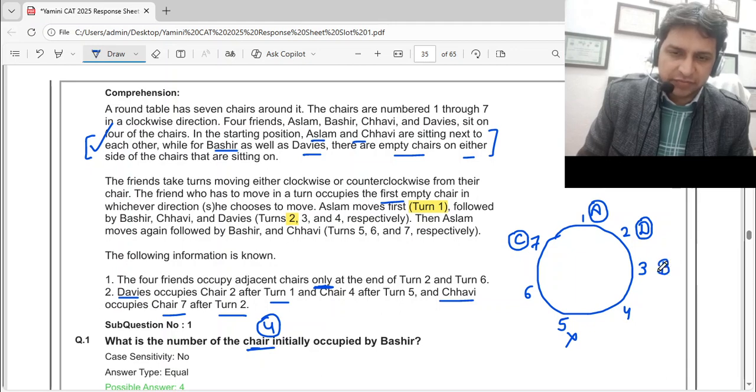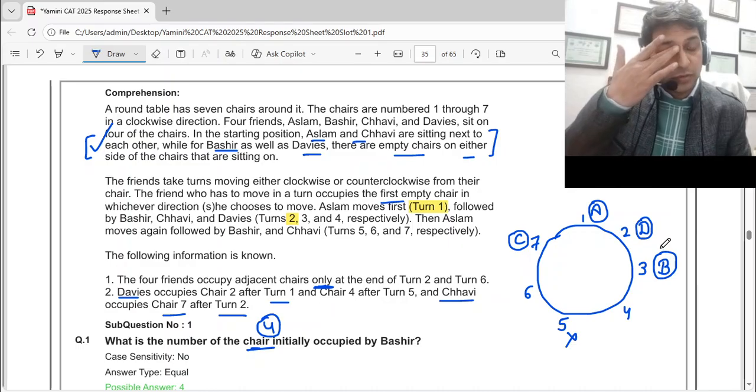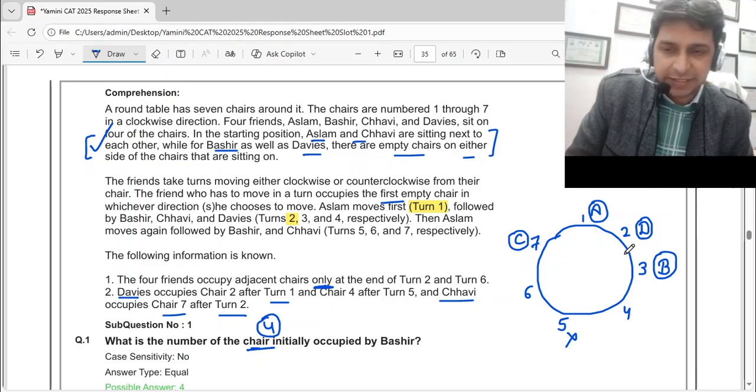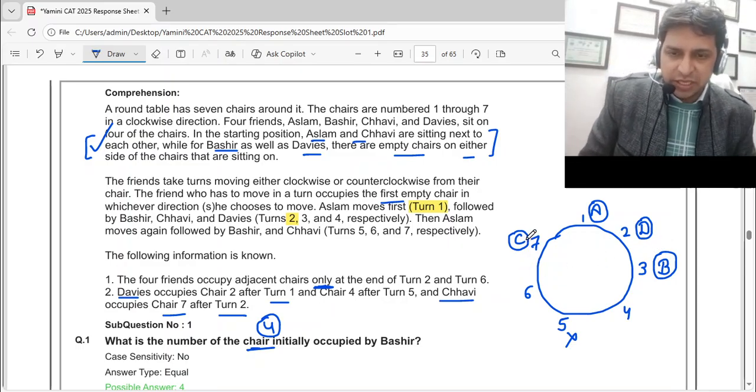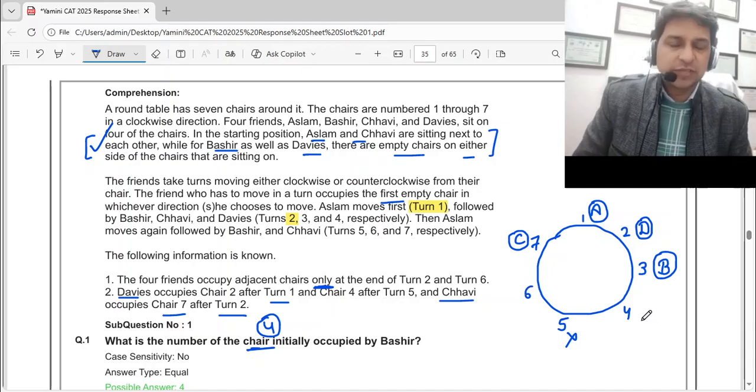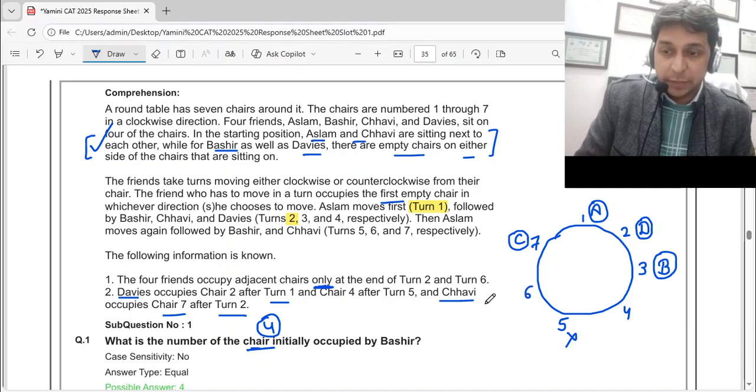So this is after turn 2. Now the third turn has to be taken by C. Now C can move towards 6 or C can move towards 4. Both the options are available. But we know that this information has been completed. This information also has been completed.